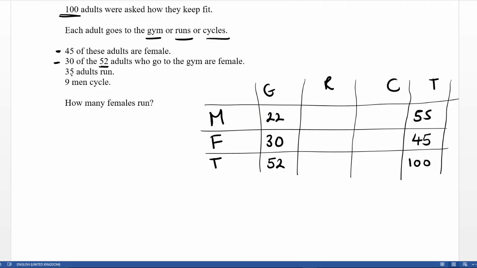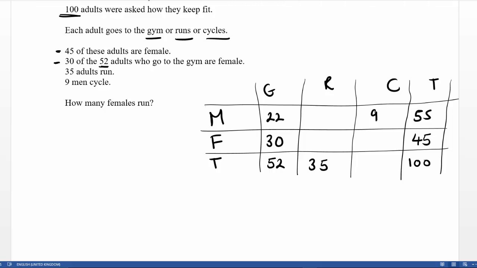The next one, 35 adults run. It doesn't tell us anything else more. Now 9 men cycle, right? So men and cycling is here. So we can start working these out.